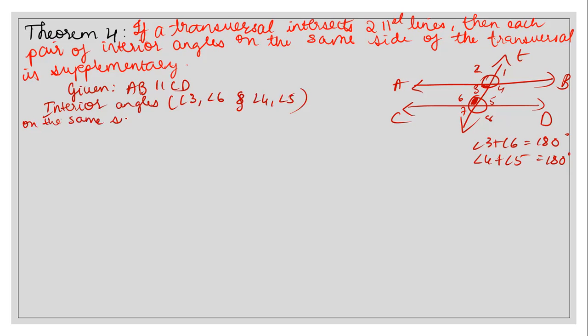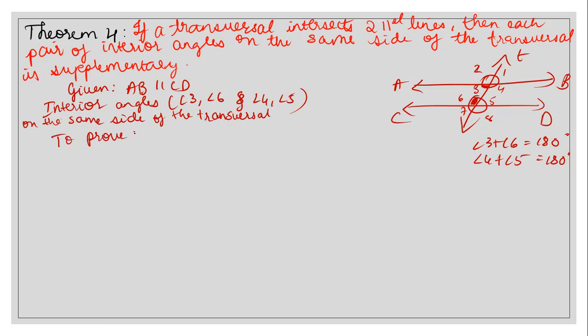Instead of writing such a big statement, you can just write co-interior angles, finished. So you can write that in the exam. Anyways, I'll just write it for now: interior angles on the same side of the transversal. Fine. Now what is to prove here?